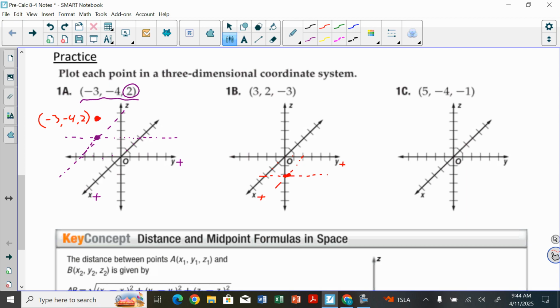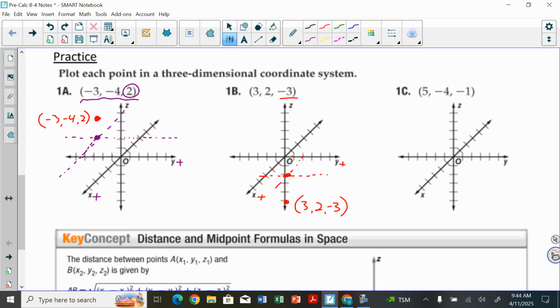So if we say it's right on it, then z tells us to go down 3 from there. So 1, 2, 3. This would be the point there: 3, 2, -3. It might not exactly line up with the dashes, and that's okay, because we've got 3 dimensions here. Okay, one more.